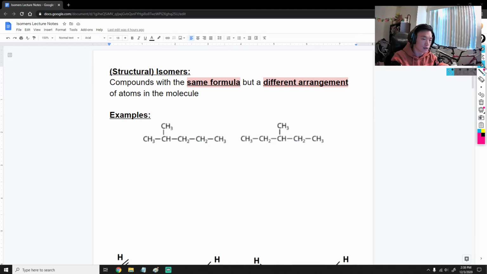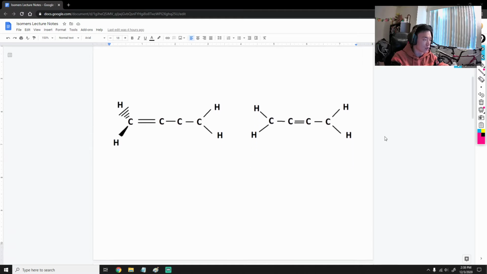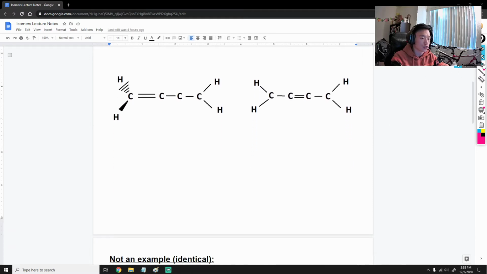So let's look at another example of two isomers. So we have these two structures right here. Now, I know you guys have seen this before. This dashed line right here, right? This dashed line basically just means it's a single bond, but it's telling you that the bond is going in towards the paper.